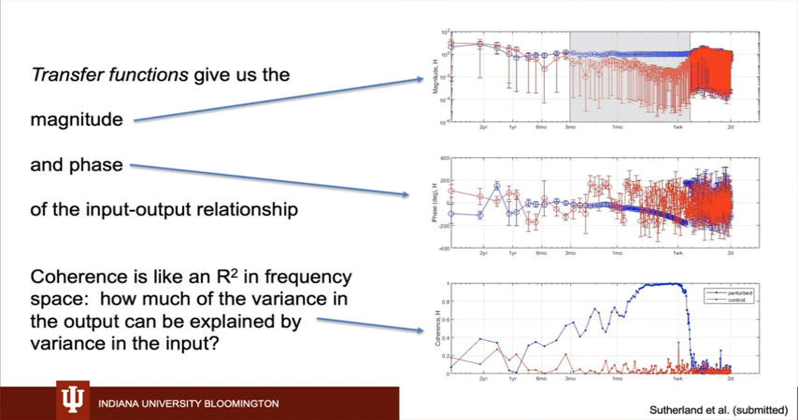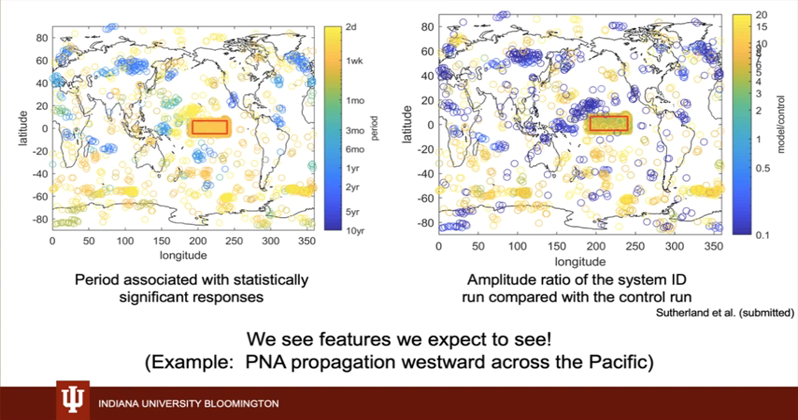And you can also compute the coherence, which is like an R squared in frequency space. So you can combine all of these, you can do some statistical analysis. In this particular example, we found that that shaded region in the top has statistically significant results. And then if you do this on a grid cell by grid cell basis, you can actually start to look at statistically significant responses. So on the left, we highlighted what is the period of the response.